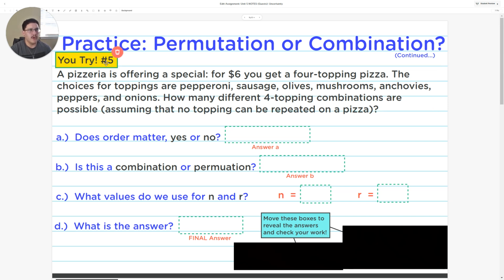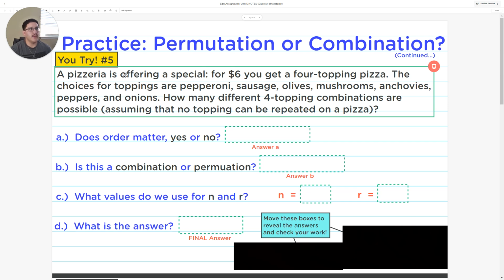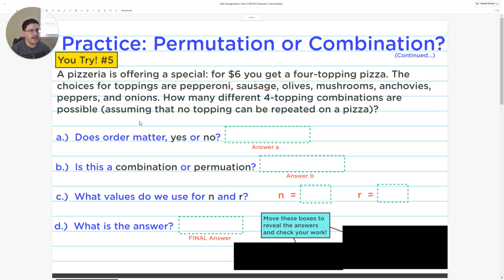Okay, so you try number 5. A pizzeria is offering a special. For $6, you can get a 4-topping pizza. Choices for toppings are pepperoni, sausage, olives, mushrooms, anchovies, peppers, and onions. How many different 4-topping combinations are possible, assuming that no topping can be repeated on a pizza? Meaning we're not going to do pepperoni 4 times, or we're not going to do olives 4 times. You can only use 1 topping once.